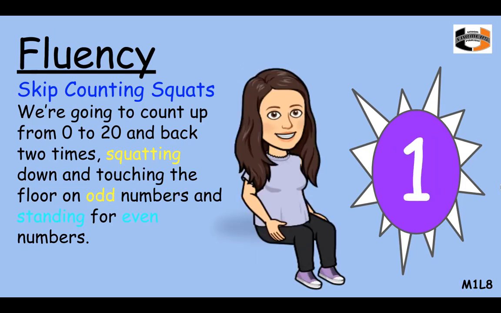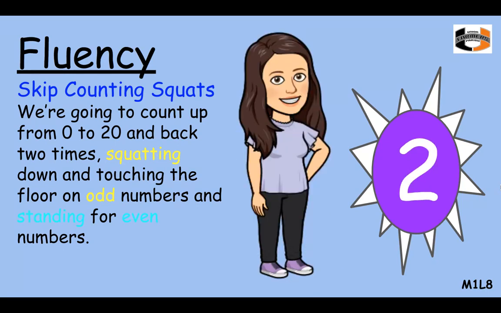You're going to squat on 1 because it is odd. And you're going to stand on 2 because it is even. All right, that was just practice. Let's try to go back. Starting at 0, you're standing up.